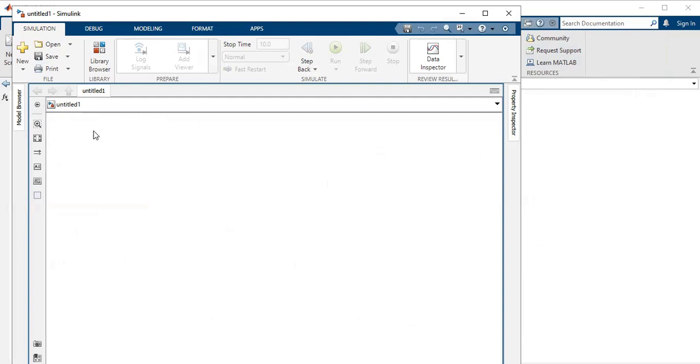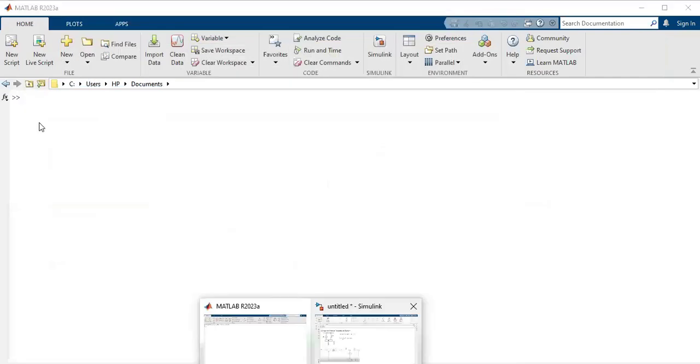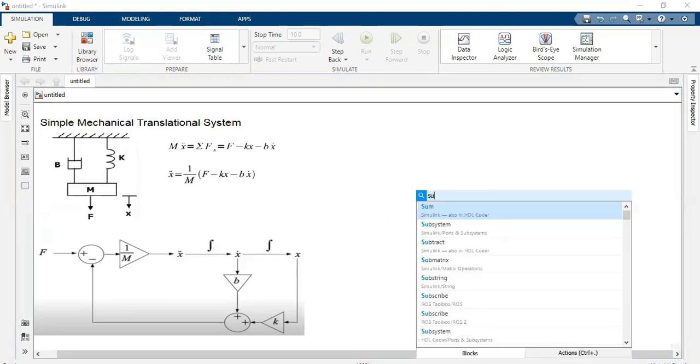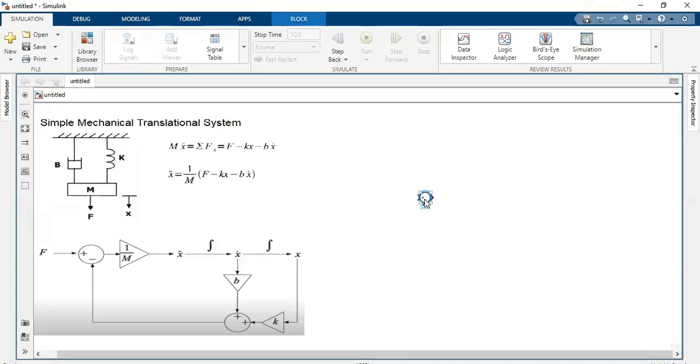We have taken a new untitled model, and this block diagram we are going to construct here. To draw this block diagram, we need two summing points, because in the block diagram we have two summing points.